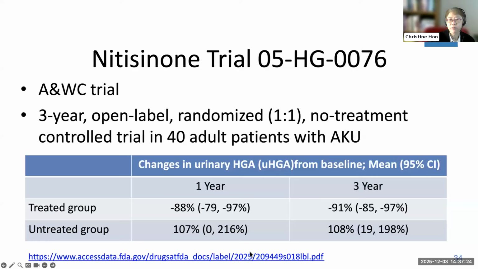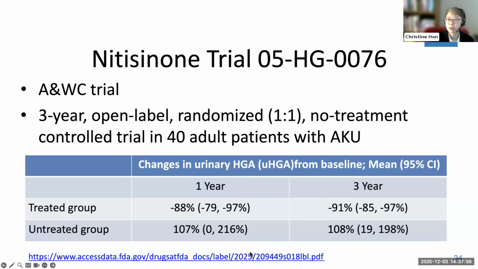Nitisinone is a competitive inhibitor of the 4-hydroxyphenylpyruvate dioxygenase enzyme. HPPD is upstream of HGA, and its competitive inhibition causes a reduction in HGA, further leading to a reduction in BQA, which is the culprit for the pigment that is deposited in the joint tissue.